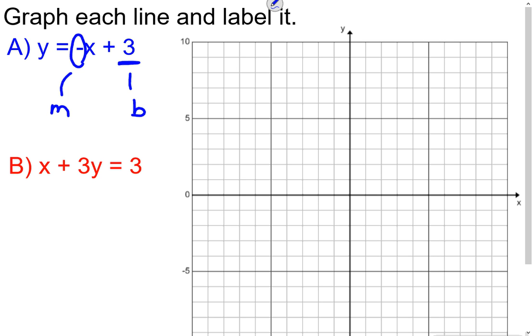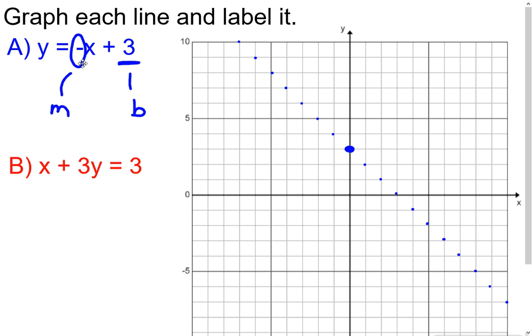So when I come over to my graph, I go up 3. 1, 2, 3. There's my y-intercept. It's where it crosses the y-axis. My slope is -1, which tells me I'm going to rise 1 and run 1 to the left. Rise 1, 1 to the left, and so on and so forth. And I like to put in all of those points so that when I get my straight edge out, I can make the best line for my graph.